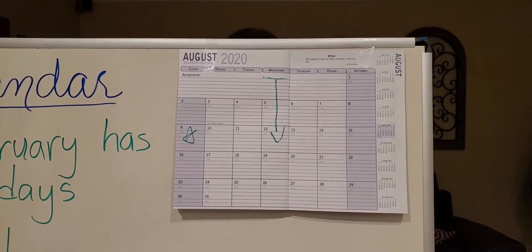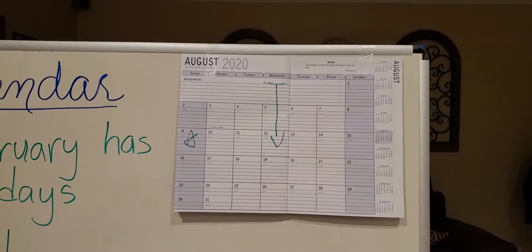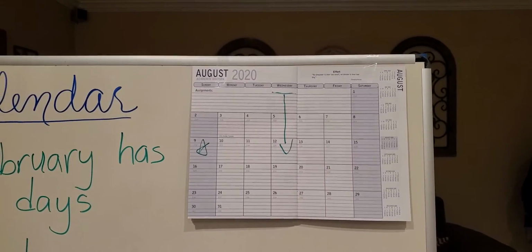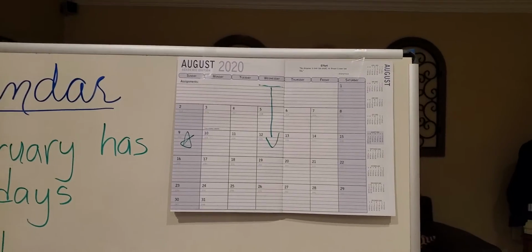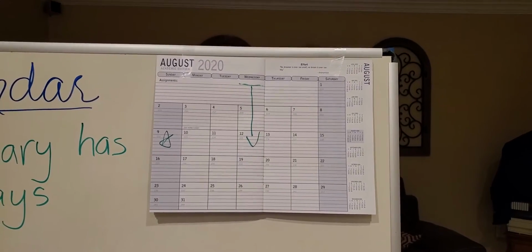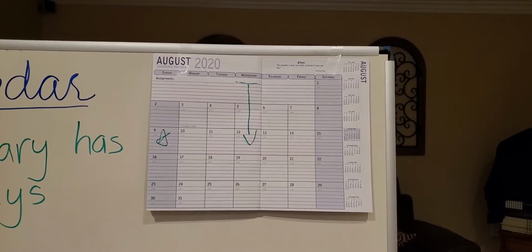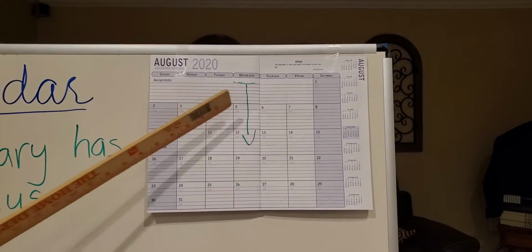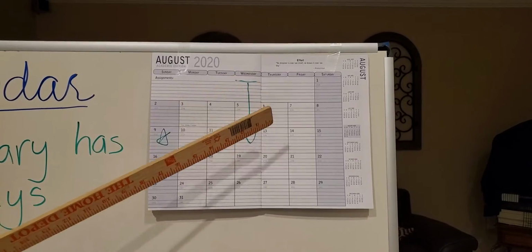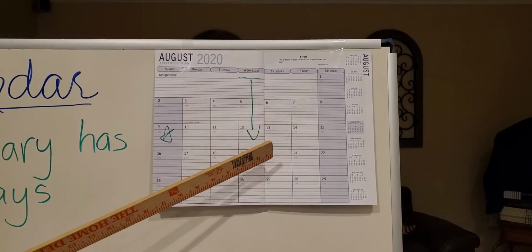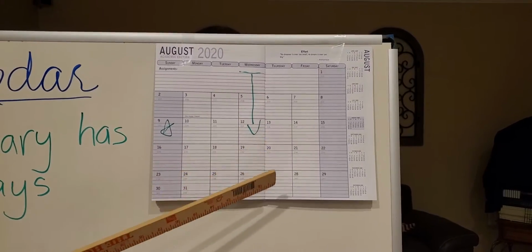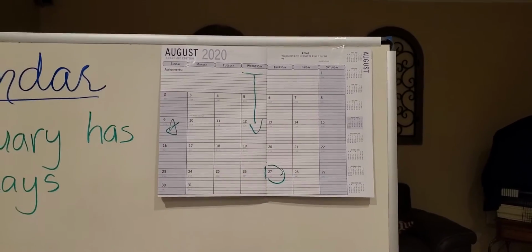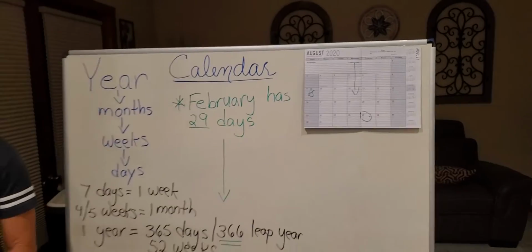Now, let's look at this calendar once more. Who can tell me the fourth Thursday of August would be what day? What would be the fourth Thursday of August? All right. Well, let's see. Here's the first Thursday of August. Here's the second Thursday. Here's the third Thursday. And the fourth Thursday of August would be right here. The 27th is the fourth Thursday of August.